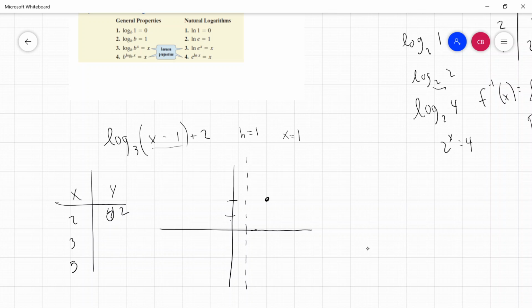And then if I put 3 here, that's 2. That's not good. 3 doesn't work, so I've got to use 4. When I say it doesn't work, it does have a value, but you need a calculator to do it. So if I do 4, that becomes 3. So this is log base 3 of 3, which is 1, plus 2. So 1 plus 2 is 3, so 4, 3.